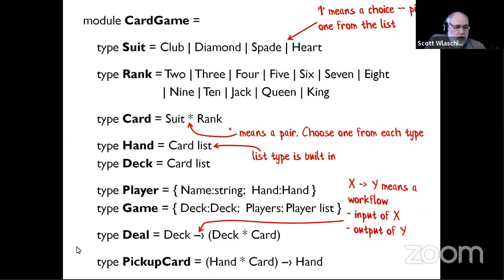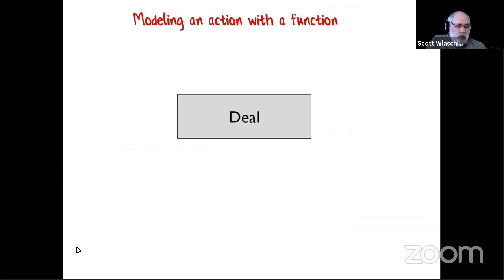And I'll be using these kinds of functions to represent verbs, not just nouns in our domain, but verbs in the domain: activities, use cases, stories, workflows, whatever you want to call them, but things where things change, where activities happen. So let me just go into detail about how you would actually model an action using a function.